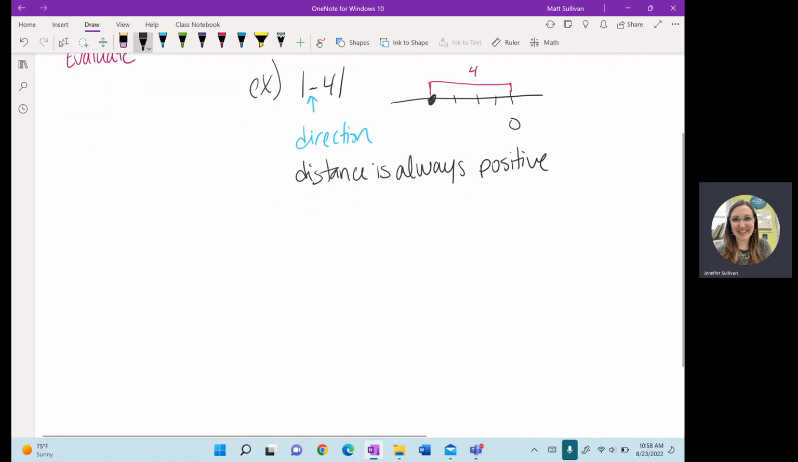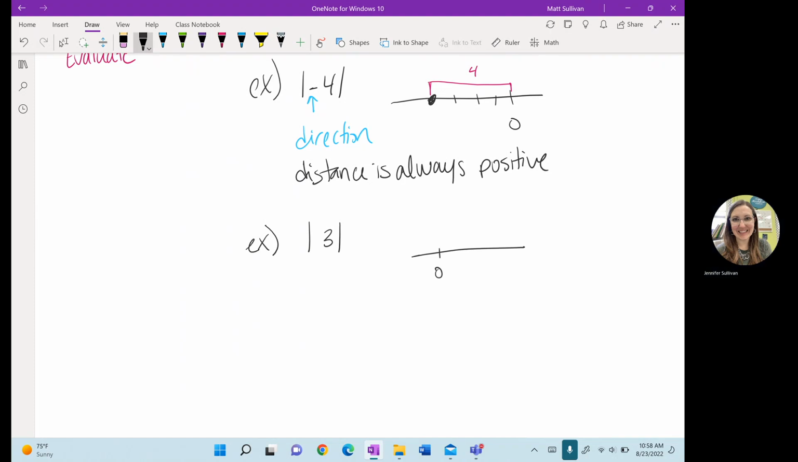And so if I gave you a different kind of number, like let's say I said, what's the absolute value of +3? Starting at 0, 1, 2, 3 is here. And the distance from 0 to 3 is still plain old 3. So the absolute value of 3 is 3. The distance that 3 is from 0 is 3.